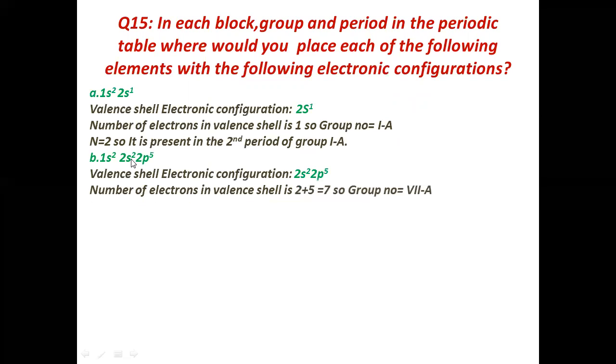This next one is 5 plus 2, 7. It means that this is period number 2 and group number 7. This element contains a total of 7 electrons in the outermost shell, and the group number is 7. So it means that the period number is 2 and the group number is 7.